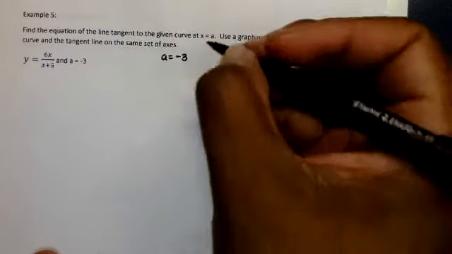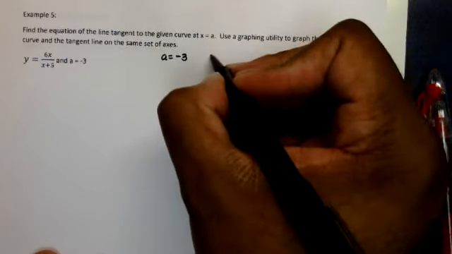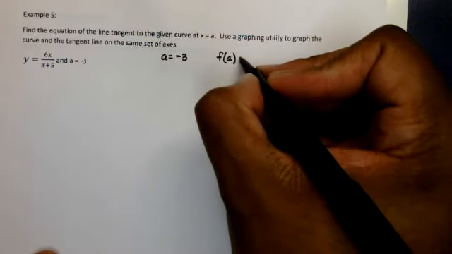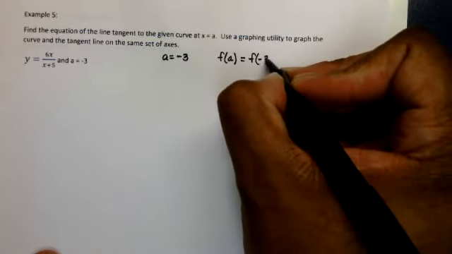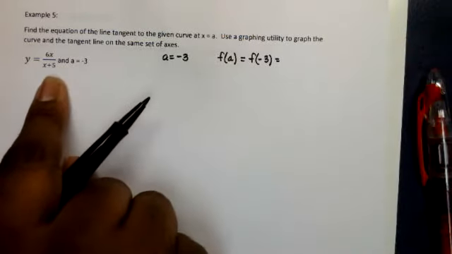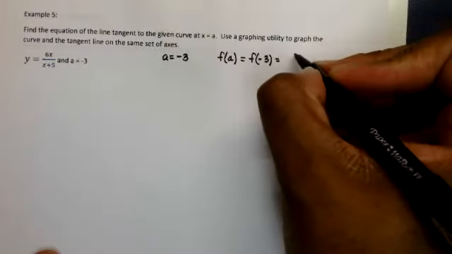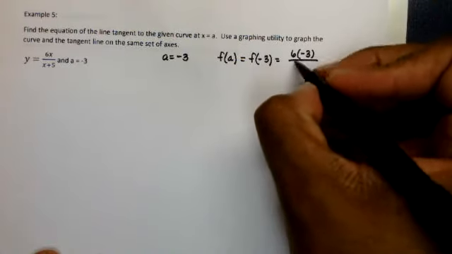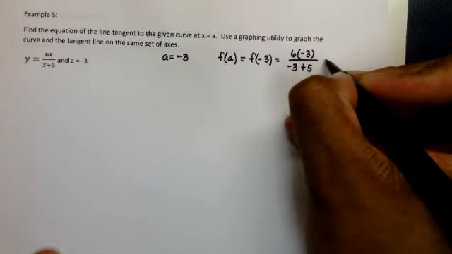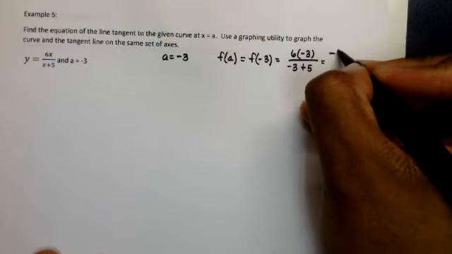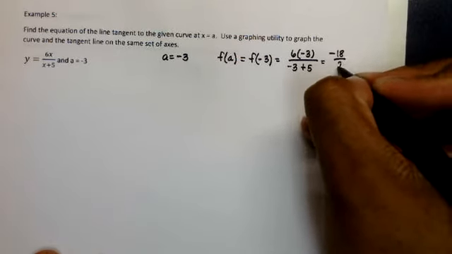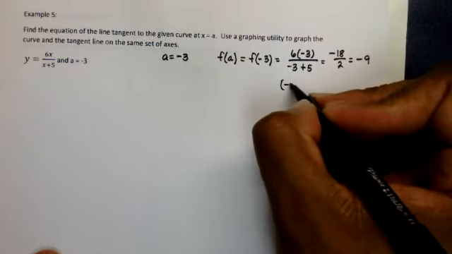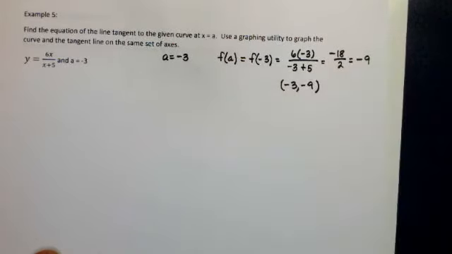Well, if a is equal to negative 3, then y is going to be the same as f of x, but in this case, I'm letting that be f of a. And I'm going to find f of negative 3 by substituting a for those variables. So it'll be 6 times negative 3 divided by negative 3 plus 5. Well, 6 times negative 3 is negative 18. Negative 3 plus 5 would be 2. Negative 18 divided by 2 will be negative 9. So my ordered pair would be negative 3, negative 9.